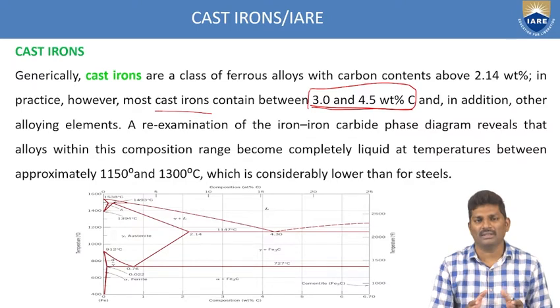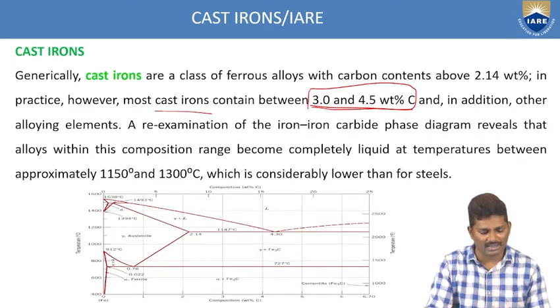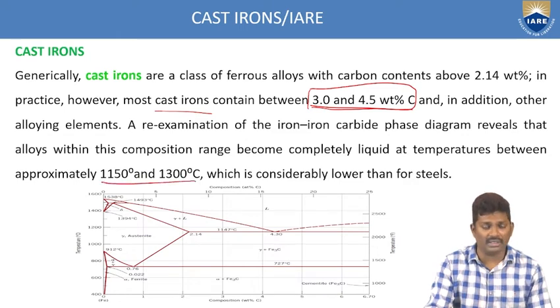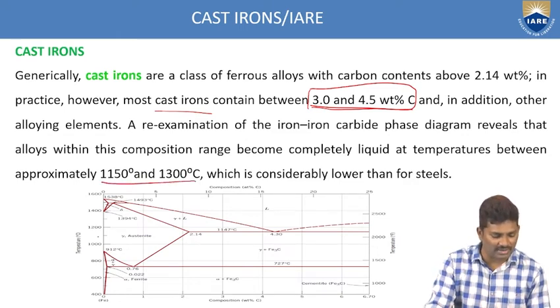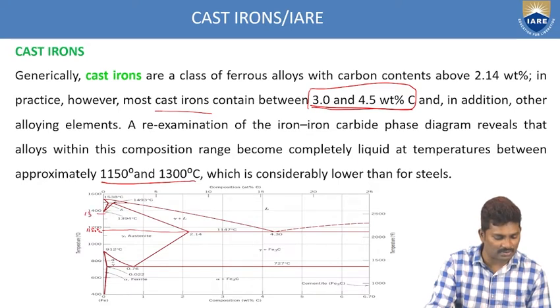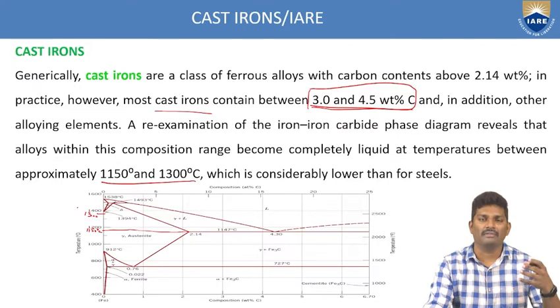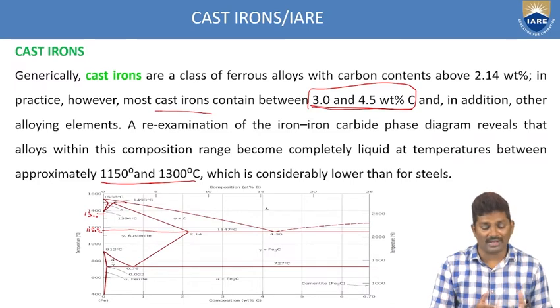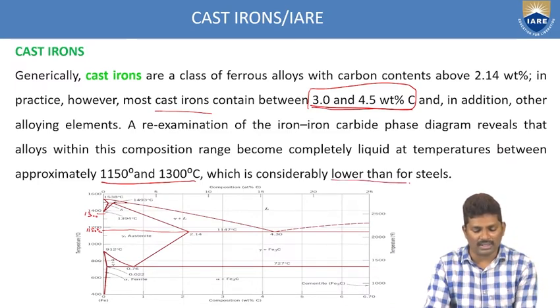Now, if you re-examine the iron carbide diagram, at what temperature does the composition become completely liquid in nature? At 1150 degrees centigrade to 1300 degrees centigrade. Where is 1150 degrees centigrade? We approximately get it at this junction. At this point, we get the composition range completely in the liquid form, and this is considerably lower than for the steels.